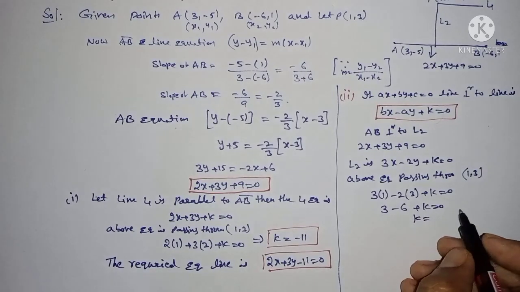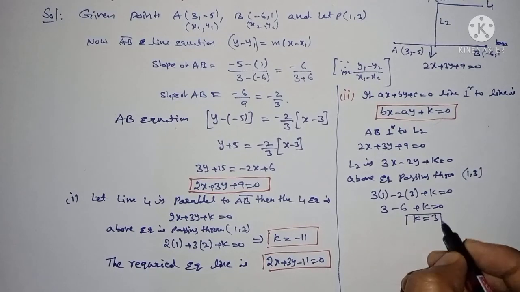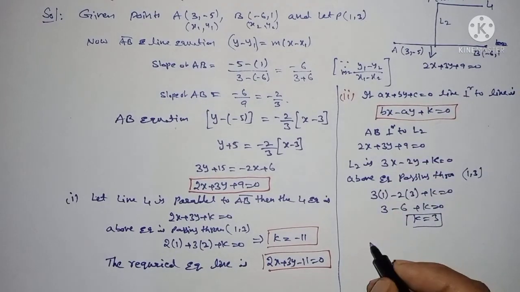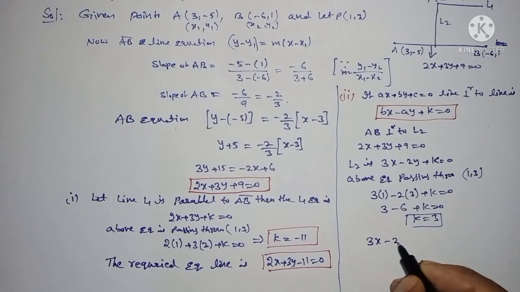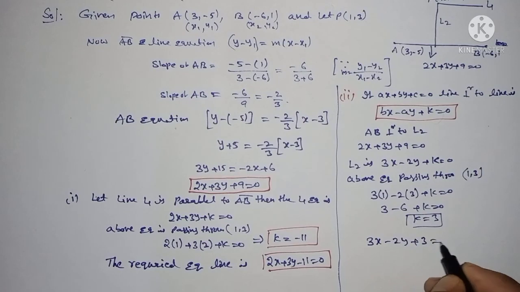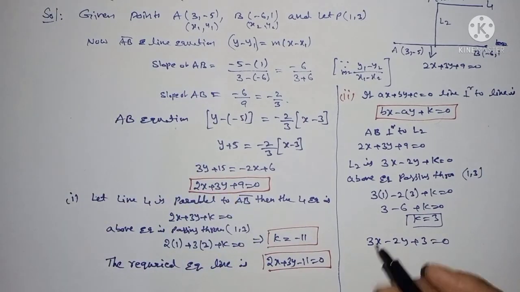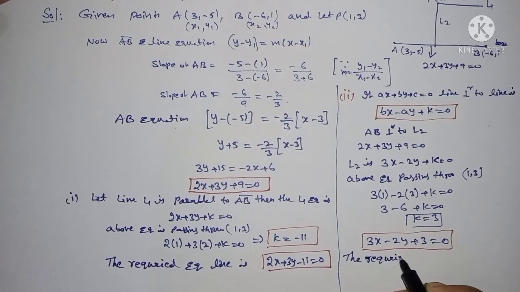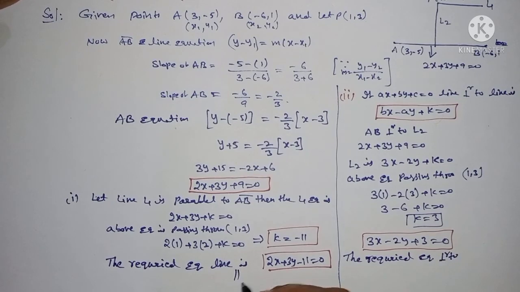K is equal to how much? We are getting plus 3. Therefore the equation is 3x minus 2y plus 3 is equal to 0. This is the required equation. The required equation is the perpendicular, and this is the parallel equation.